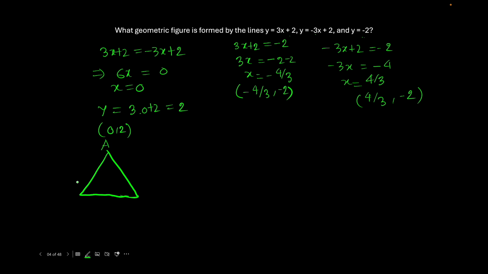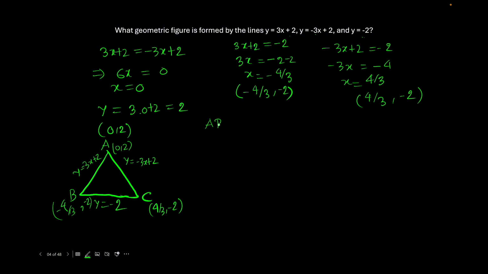So if we name these points A, B and C, and assume this line as y equal to 3x plus 2, this one is y equal to minus 3x plus 2, and this will be y equal to minus 2. We also got these intersection points: A is (0, 2), B is (minus 4 by 3, minus 2), and C is (4 by 3, minus 2). So now what we need to do is find the lengths of these three sides.